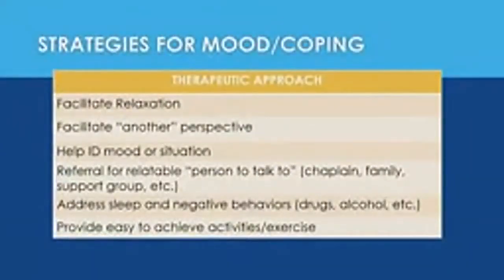Okay, so strategies for mood and coping: facilitate relaxation, maybe help them see another perspective, identify their mood or situation, and refer to somebody who is relatable to that person, whether it be a chaplain, a family member, a support group person. And I know it's talked about a lot, but address sleep and negative behaviors such as drug and alcohol use, and provide an easy way to achieve those activities and even exercise.